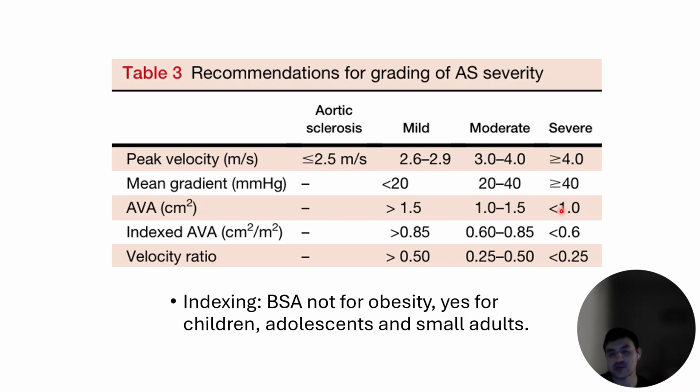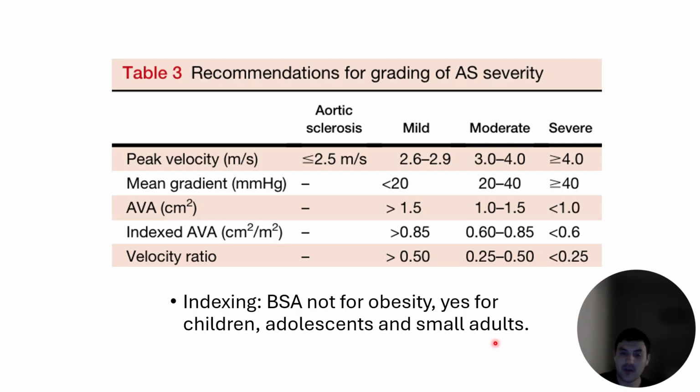You can see why it's important, because if you have a person who is 7 foot and has a valve area of 1.2 centimeters, actually it's not severe if you go by the number alone. But if you index that, it could be less than 0.6. So the valve, even though it would be normal for a person of 5'9", could be narrow for a person who is huge, 7 foot. So don't use the index in obesity. Why? Because you have a higher surface area. Yes for children, adolescents, and small adults.